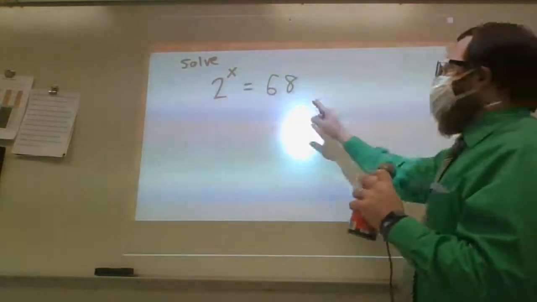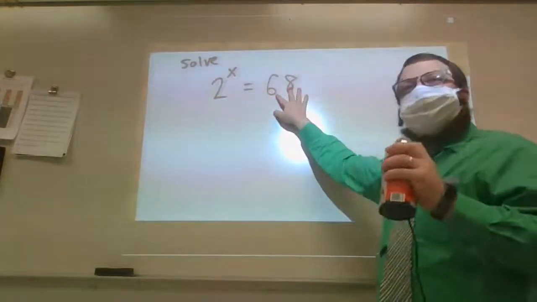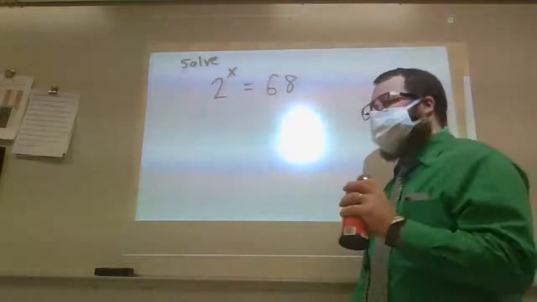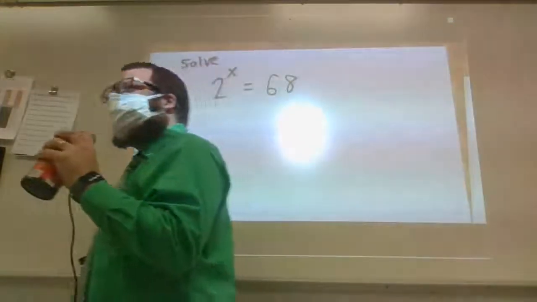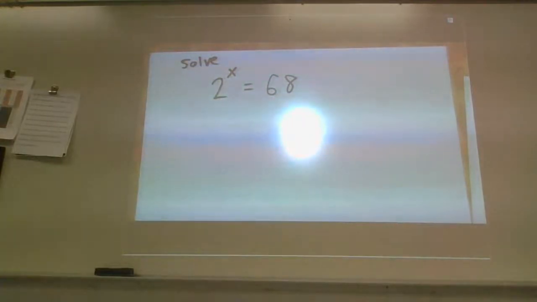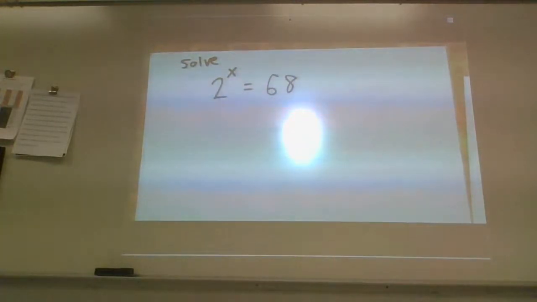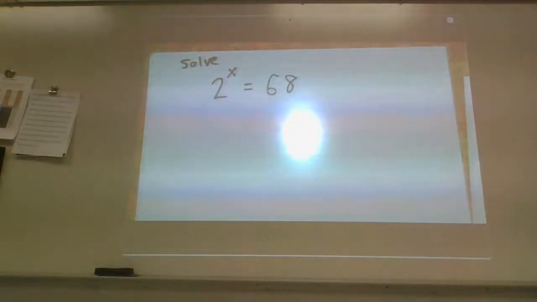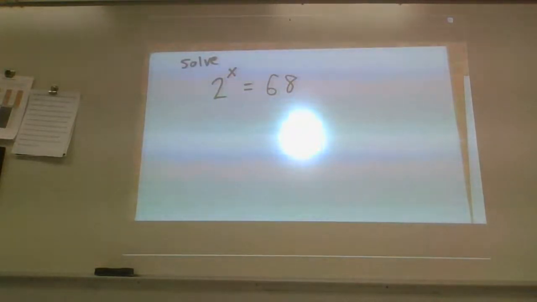I can't change this 68 to have a base of 2. There's no way of doing it. I have to get that x by itself. How do I do it?